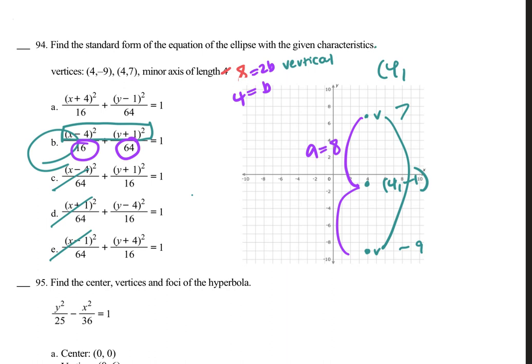Major axis, what is that? 2a. Major 2a, minor 2b. Sophia. I didn't need the major because I knew A. A is half the distance between the two vertices, or the distance from the center to one of the vertices.